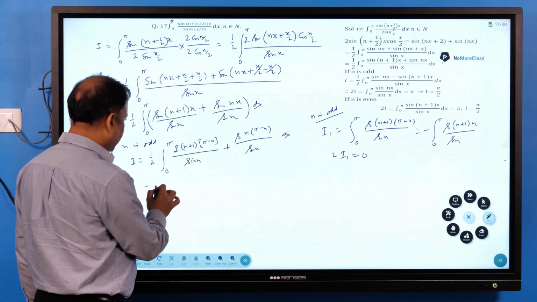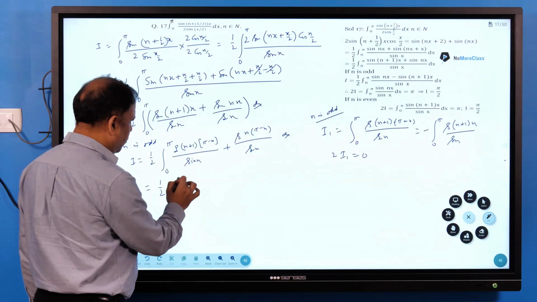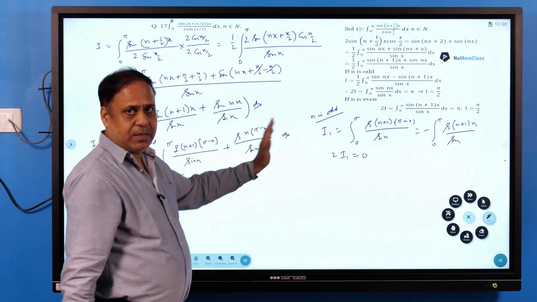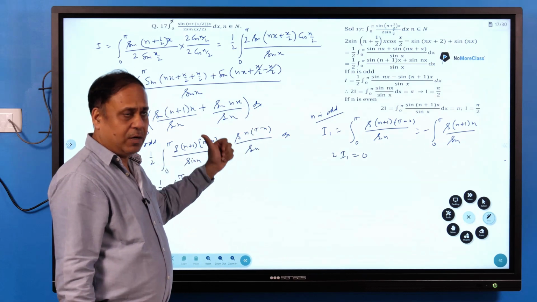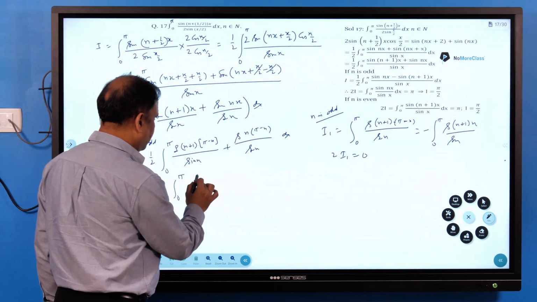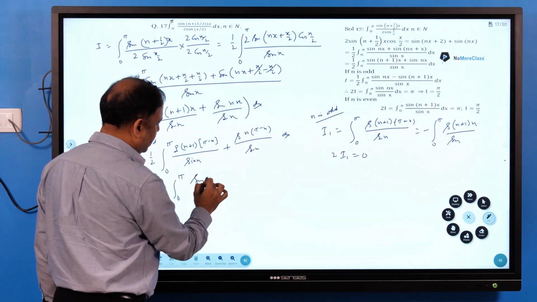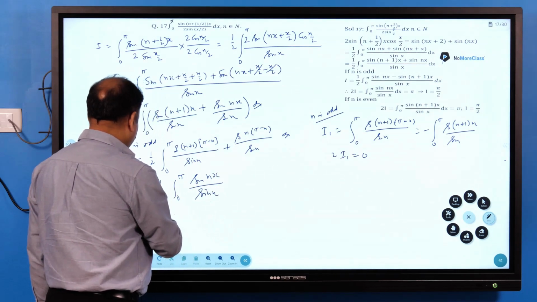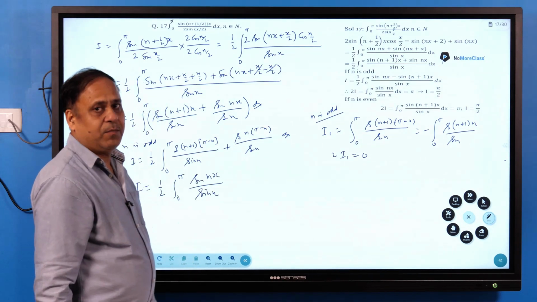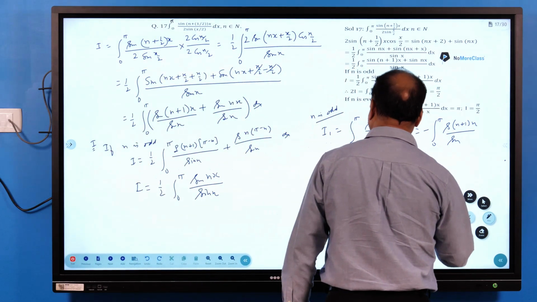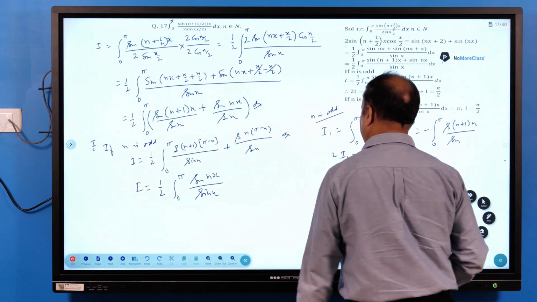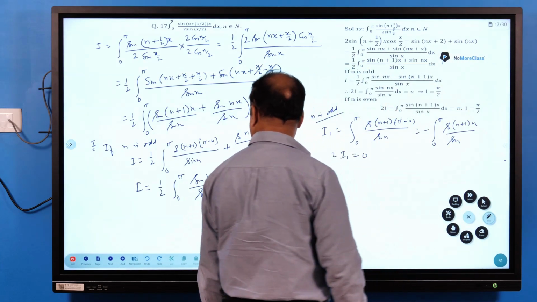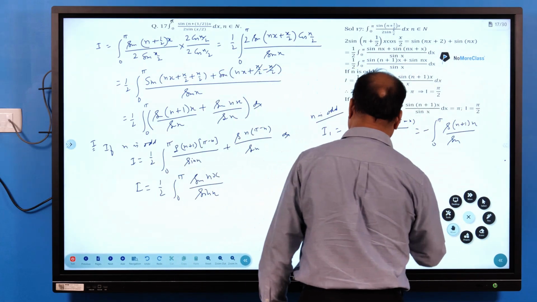So in this, what we will get? 1 upon 2, integral 0 to pi of sine, n is odd, 3 pi minus x, 4 pi, 5 pi minus x, 7 pi minus x will be in the third quadrant, so this will be positive. So this will be sine(n pi minus nx), meaning sine(nx), upon sine x. Now this again itself is a very important question. How to solve this, integral 0 to pi of sine(nx) upon sine x? Here only I will show.